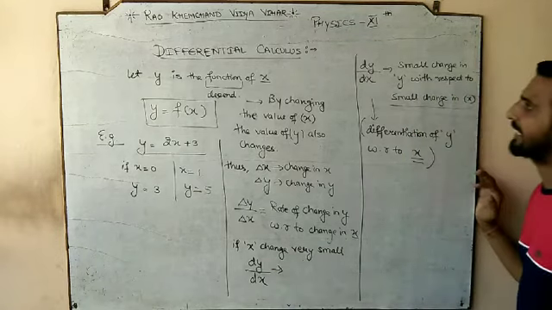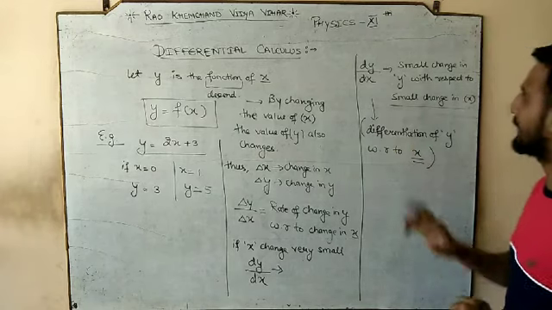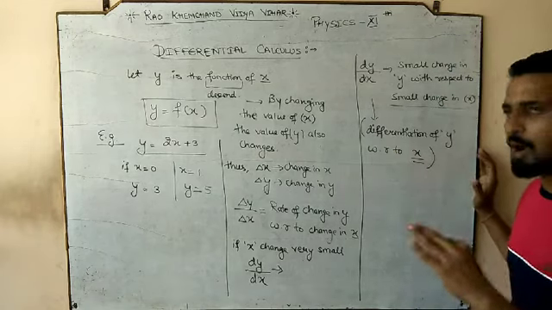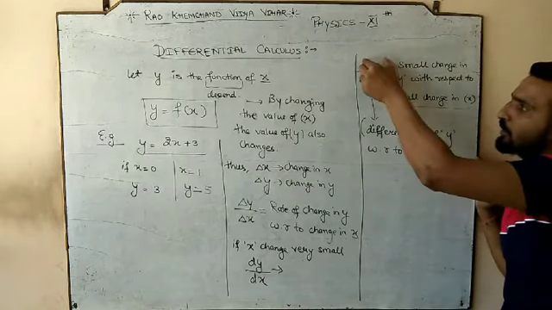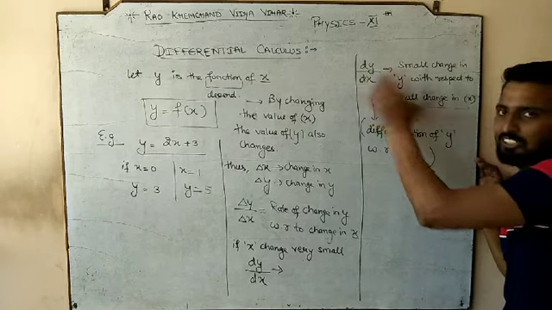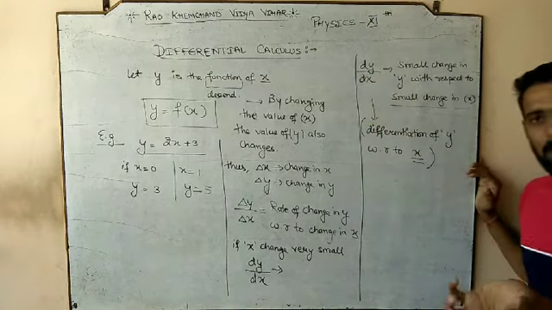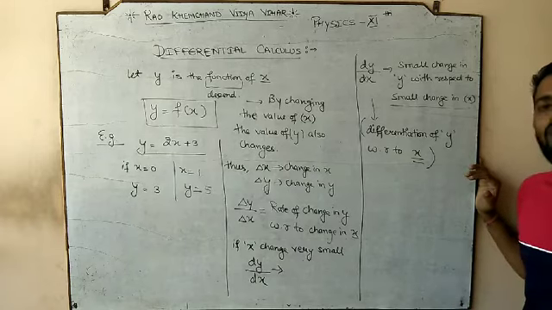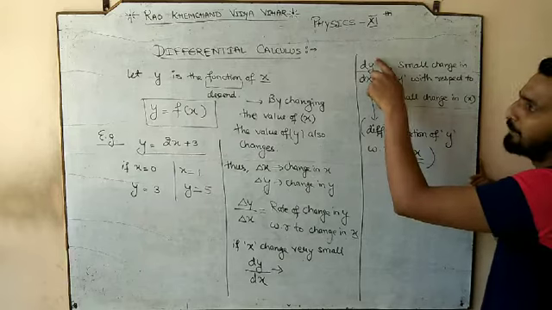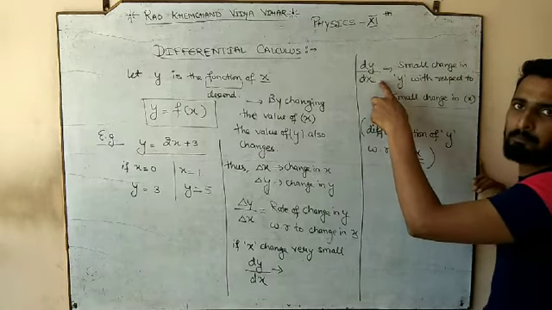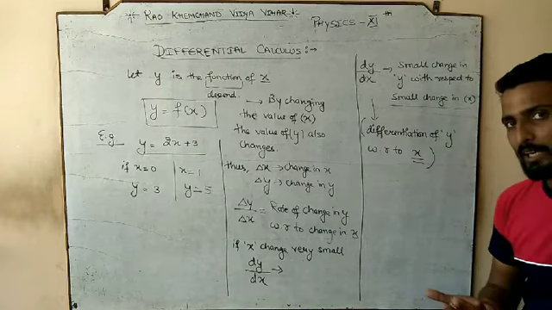So that ratio would be represented in the form of dy by dx. So what is the meaning of dy by dx? The meaning of dy by dx is small change in y with respect to small change in x. This is the simple definition of dy by dx, means comparing or finding the ratio of change in y with respect to change in x. But y में change हुआ किसकी वजह से? x. Again I am saying how we are representing.